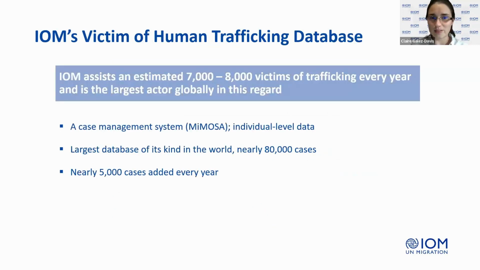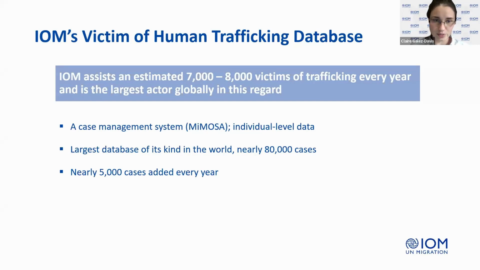So a little bit more about IOM before we go into CTDC. I mentioned already that IOM does collect data on trafficking in persons. The reason for that is that IOM assists about 7,000 to 8,000 victims of trafficking every year and is the largest actor globally in this regard. As part of these assistance activities, IOM has to collect a certain amount of information on the victims that it assists. It's the basics like date of birth, gender or sex, but also a lot broader information. And I'll get into that in more detail a little bit later.